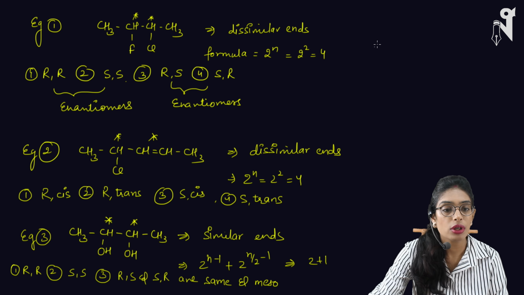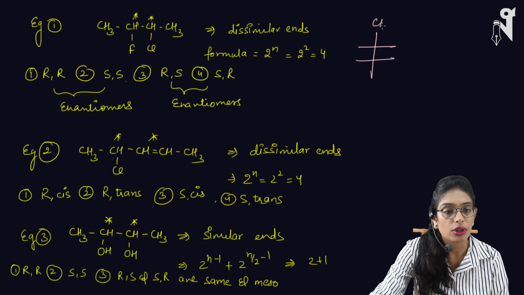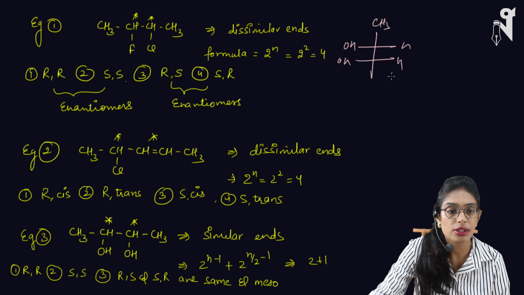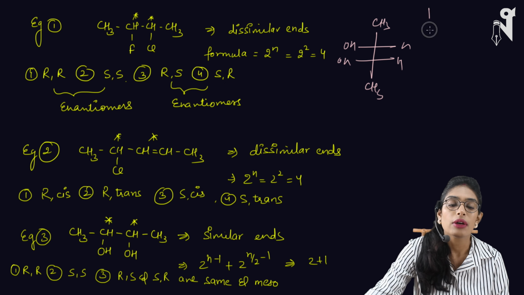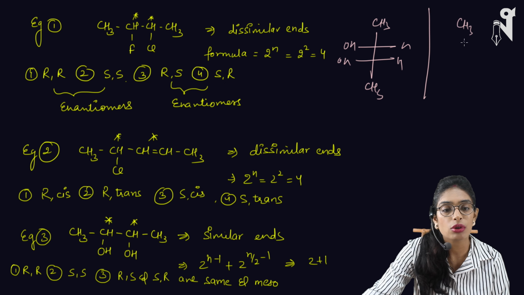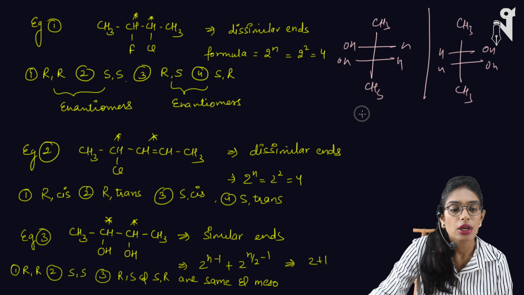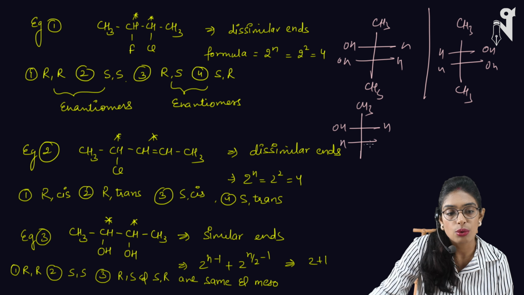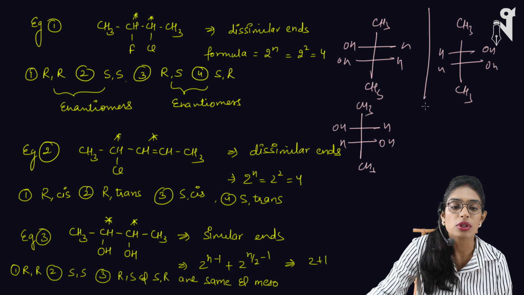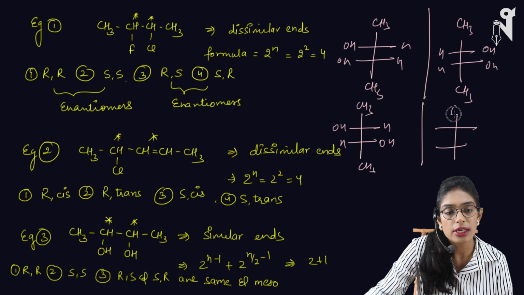Let's draw it. What different things can be drawn? CH3, OH, H, OH, H, and CH3. This is one possibility. We will draw all the possible structures and then find out the configuration for them. Then there is H, H here, OH, OH here, and then CH3. Then the other possibility is you draw it as CH3, OH, H, H, OH, and CH3. And the fourth possibility is you draw it as CH3, H, OH, OH, H, and CH3.